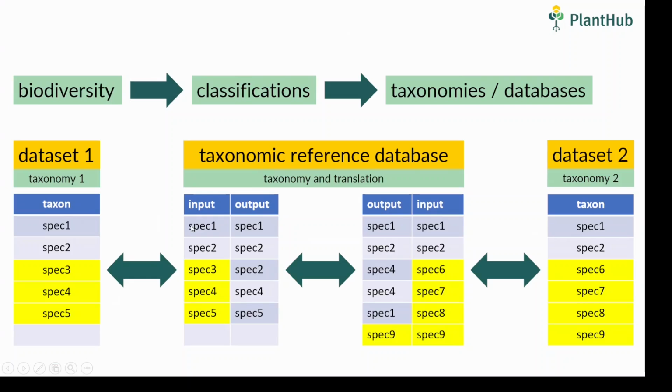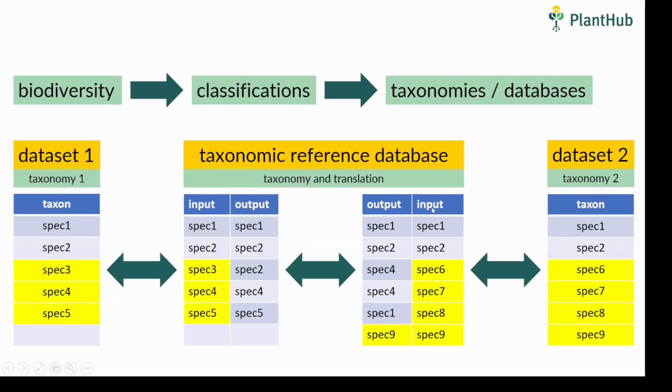And using these taxonomic reference databases, in this example, we can see that our input here on the left side is species 1, 2, 3, 4, and 5. And our taxonomic reference database tells us the names of species 1 and species 2 are correct, but 3, 4, and 5 should actually be 2, 4, and 5. So 4 and 5 are also okay, but the name of species 3 is actually a synonym of another name, the one of species 2.